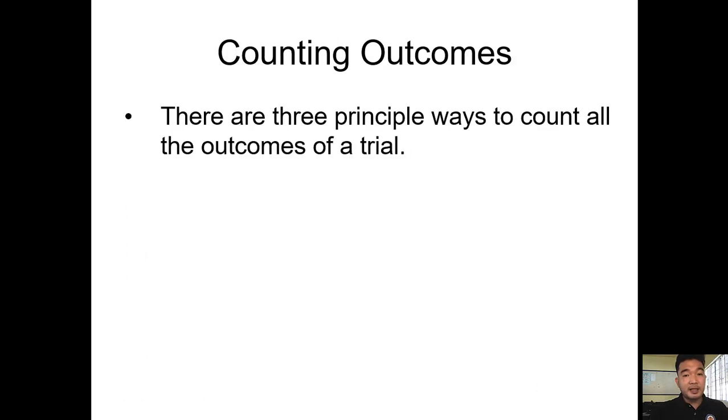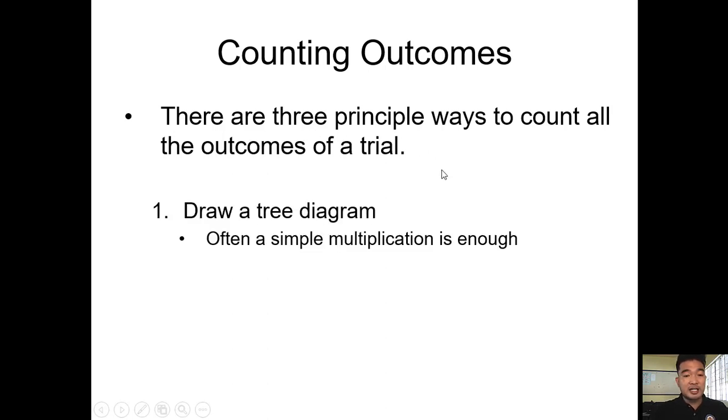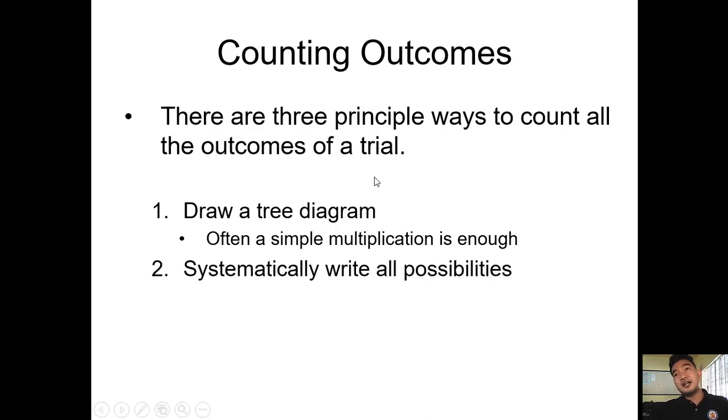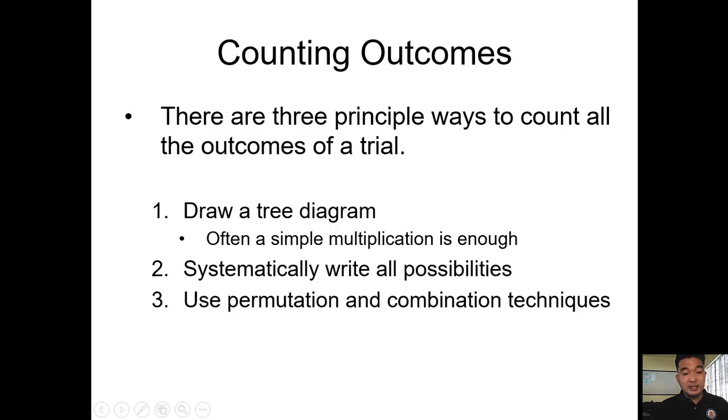Counting outcomes. There are 3 principal ways to count all the outcomes of a trial. So what are those? Number 1 is through a tree diagram you draw. Often a simple multiplication is enough because in counting, we always apply some principles of multiplication. Number 2, systematically write all possibilities. And number 3 is use permutation and combination techniques. Or maybe you could use the formula that we have for permutation and combination.